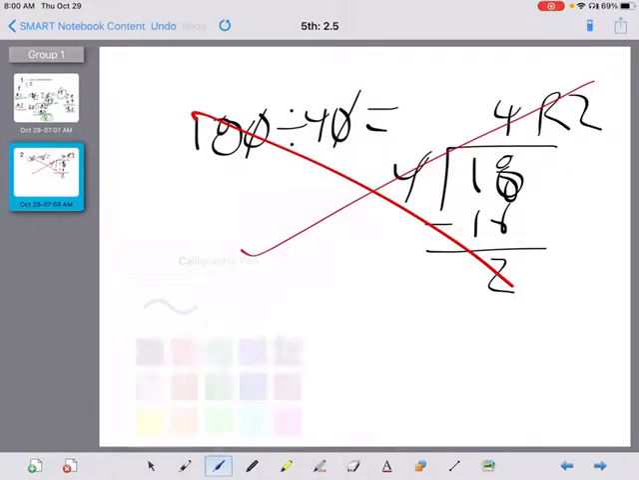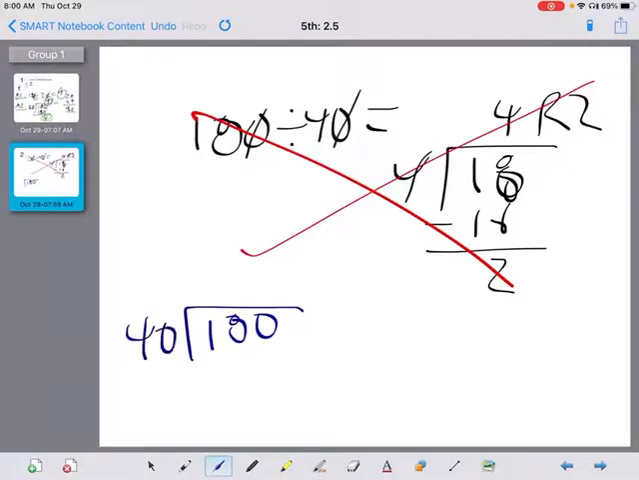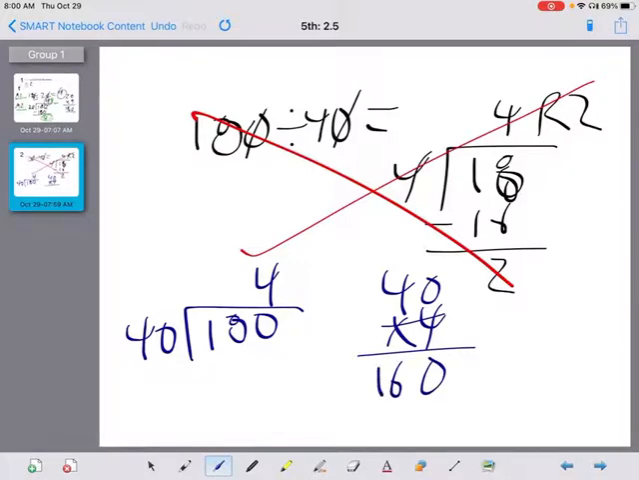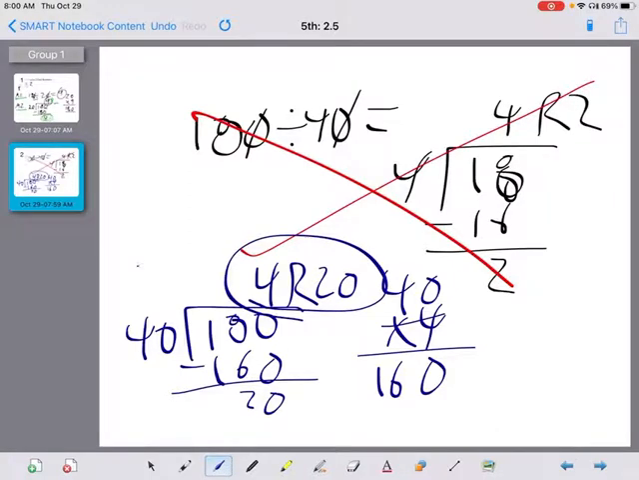Let's do this one in a different color here. If we do the second method, remember that's the one you're supposed to do for these, 180 divided by 40. Think: 40 goes into 180. By the same way of thinking about it, it's 4. 40 times 4: 4 times 0 is 0, 4 times 4 is 16. So you get 160. Subtract, and you have 20. So your remainder is 20. This is the correct answer. This is the wrong way of doing it.